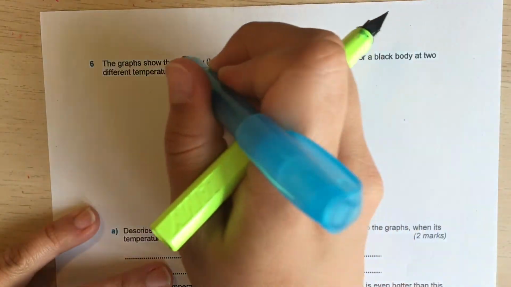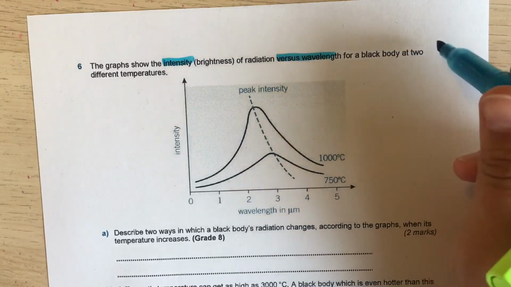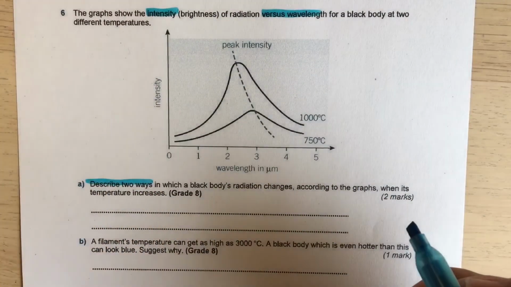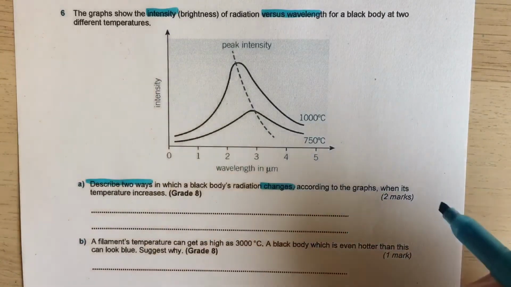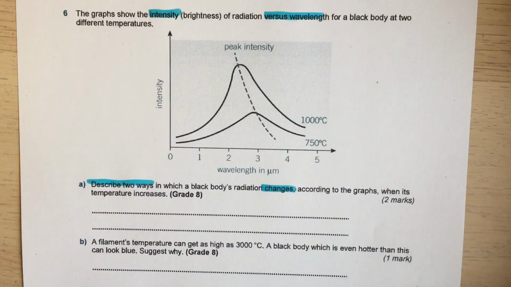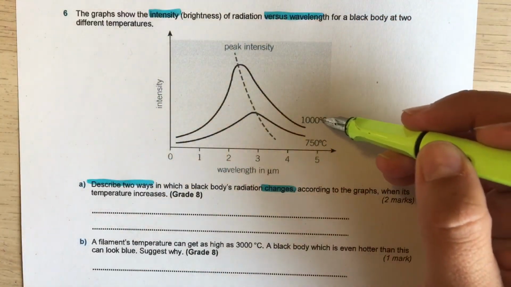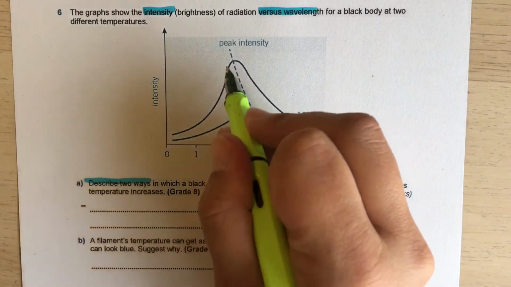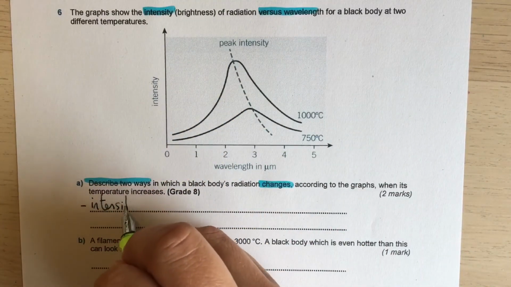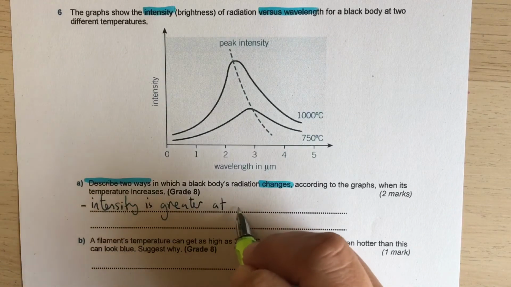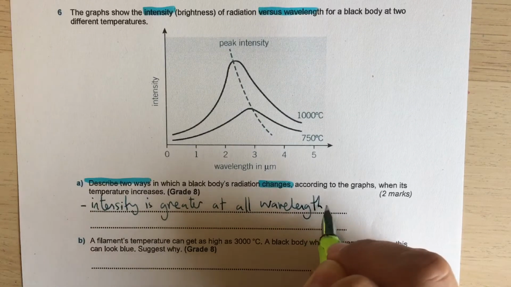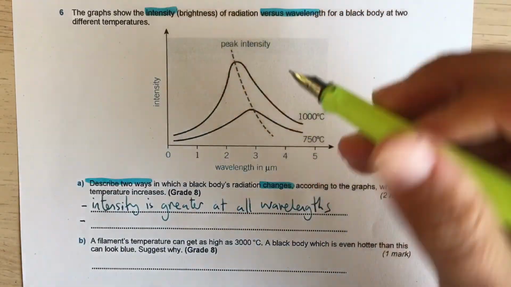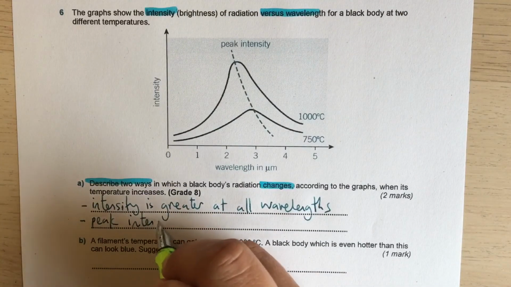The graphs show the intensity or brightness of radiation versus wavelength for a black body at two different temperatures. So this is the graph that we sketched before. Describe two ways in which a black body's radiation changes according to the graphs when its temperature increases. So this line is 1000 degrees Celsius, this line is 750 degrees Celsius. So we can see on this one that the intensity is greater at all wavelengths. And we can also see that the peak intensity is a lower wavelength, shorter wavelength.